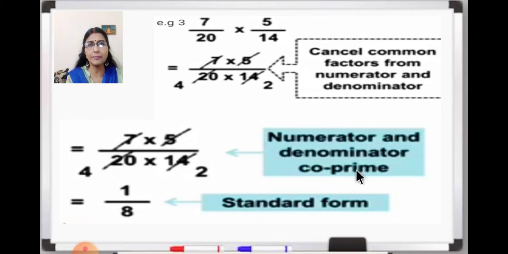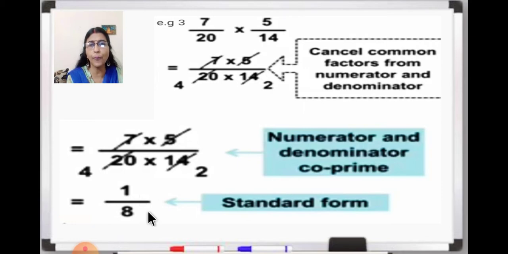Co-prime numbers are numbers that have only one common factor, that is 1. So here you can see, on reducing, in the numerator we got 1, and here we got 4 twos are 8. So they don't have any other common factor. They have only one common factor, that is 1.